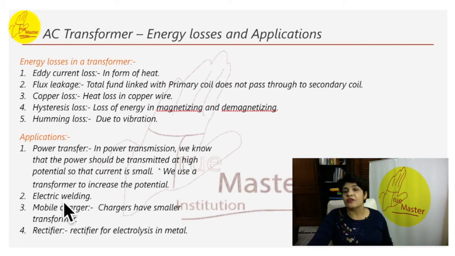The second is electric welding. We have also talked about mobile chargers; it is used in mobile chargers, which have a smaller transformer. And rectifiers: rectifiers for electrolysis in metals. So it can be used as a rectifier as well, for electrolysis in metals. These are a few of the places where it can be used.